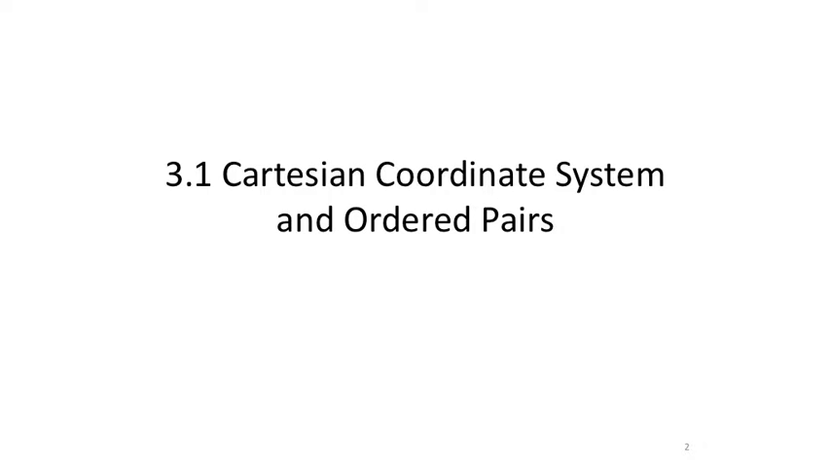3.1, Cartesian coordinate system and ordered pairs. So the Cartesian coordinate system is just a fancy way to say graphing.